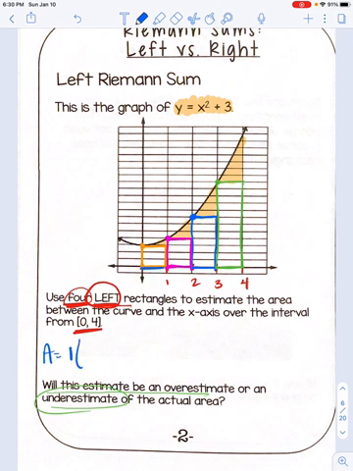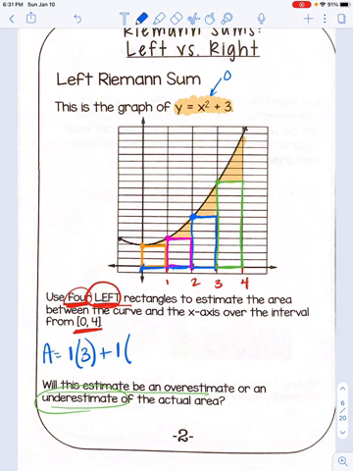Okay, so here's the width of this one. So the question is, what is the height? Well, the height was determined by the left-hand side, which is a 0. So I could use the graph, but I could also just plug a 0 into my function, and I'm going to get a 3. So I know the height at 0 is 3. And then I'm going to add to it. And then the purple rectangle, I know his width is 1. And his height was based on the left-hand side, which is 1. So now if I plug a 1 in there, 1 squared is 1 plus 3 is 4.